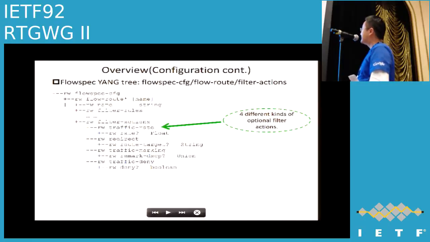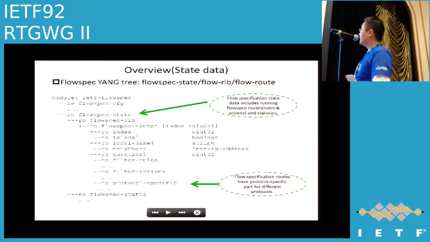Okay, this is the state data part for this model, and it was also organized into a list, the route list, which uses the index, a local attribute, as a key. The state data also includes some statistics here. We didn't put the detail here.